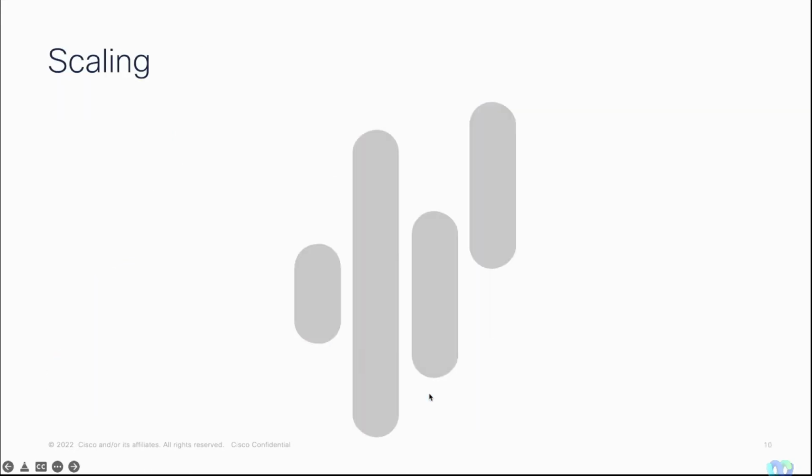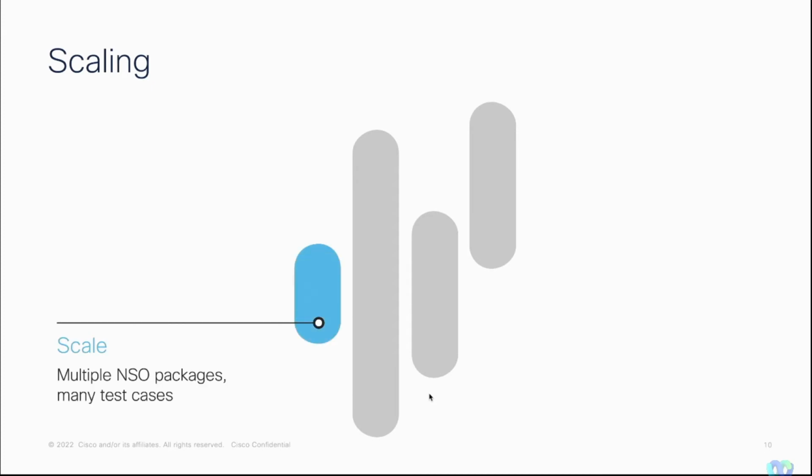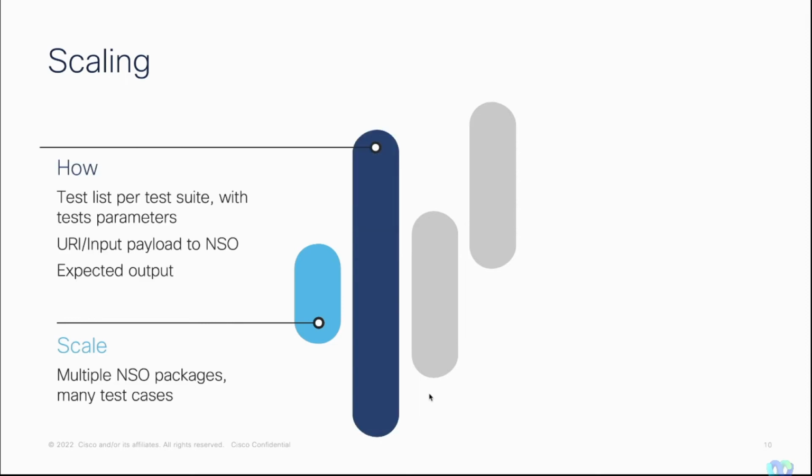So, in order to scale this test definition on the number of NSO packages and the number of test cases, what we did was to use a test list per test suite with test parameters. And of course, in order to perform a test, we need something, right? We need the payload to be sent to NSO. We need the URI to send this payload to NSO. And we also need the data necessary to validate, which is the expected output.